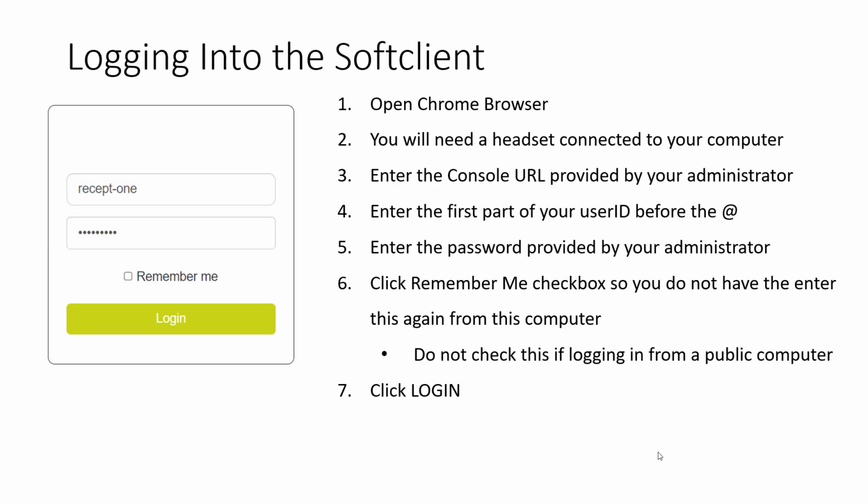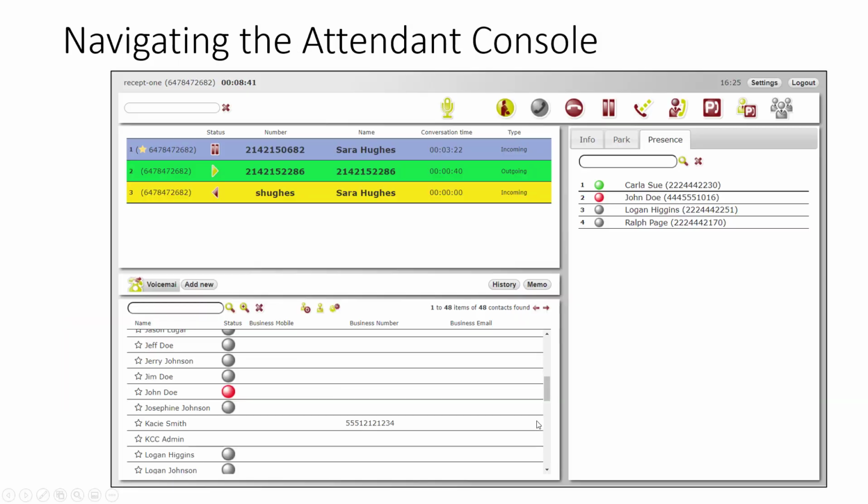If you would like, click the Remember Me checkbox so you don't have to enter this again from this computer. But if you're utilizing a public computer, then do not check the Remember Me. Click the Login button, and once you do, you'll gain access to the Attendant Console.